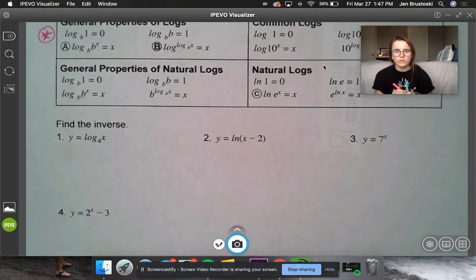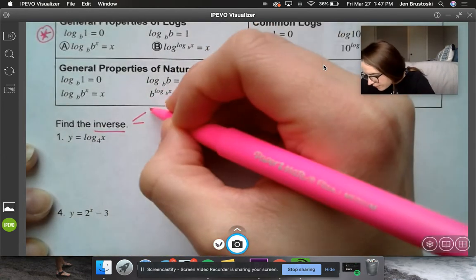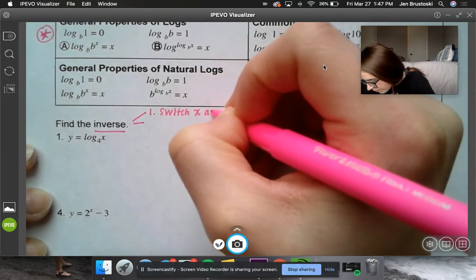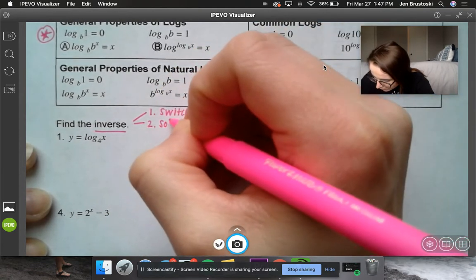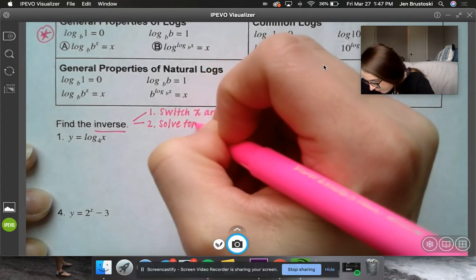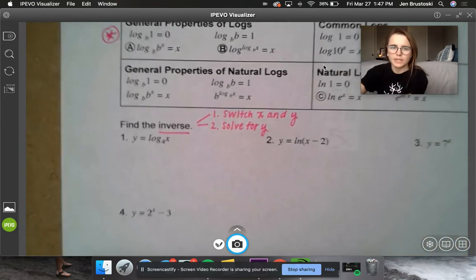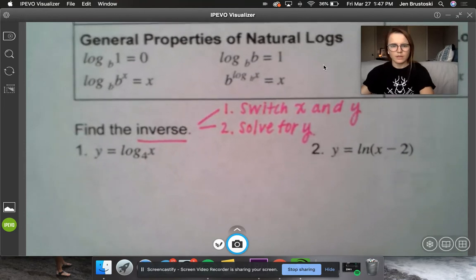All right, so we're going to find the inverse. In finding the inverse, we have to do two things. One, we have to switch x and y. And two, we need to solve for y again. So that is how we find the inverse. Our first example here, I'm going to zoom in nice and tight so you can see, maybe.